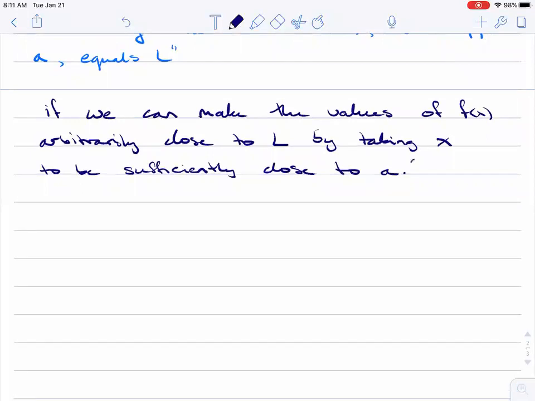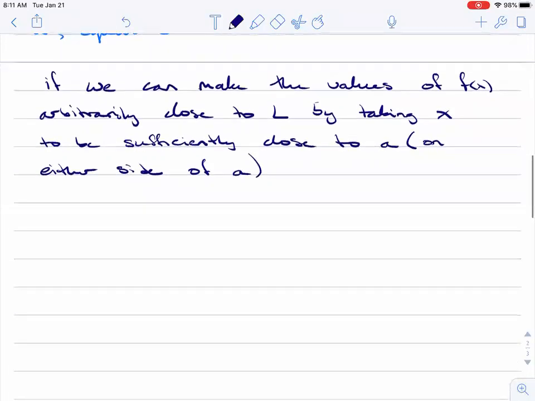And then I'll add, sorry, no period yet, on either side of a, and we'll dive more into that later today, but on either side of a, but not equal to a. And that's what throws a lot of people off with the limits, is we just want to plug in a, and then that's our limit.